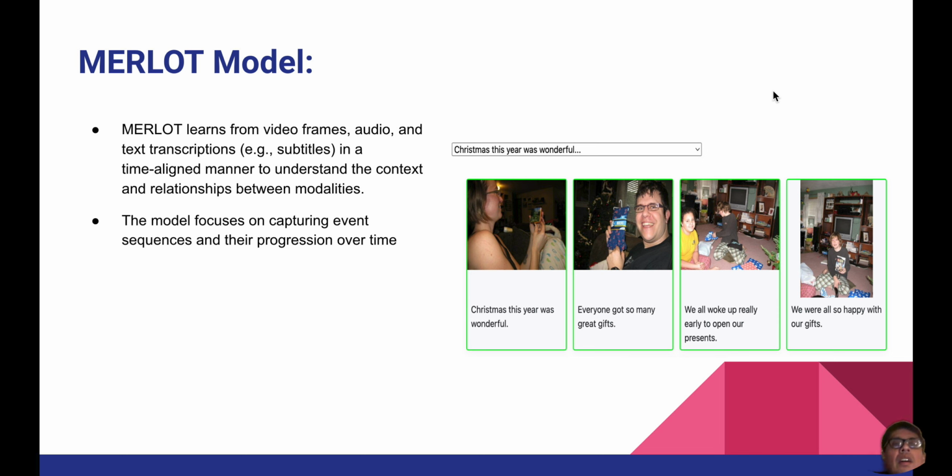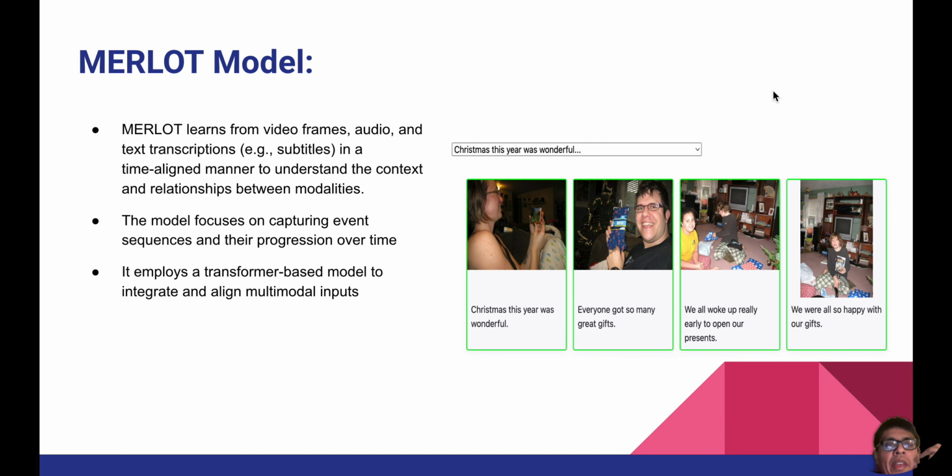Firstly, the Merlot model captures event sequences and the progression of those event sequences over time. So basically, for what's happening in this video, it can give an understanding of the context, and it can actually infer potentially what's going to happen next. So this model not only determines what's happening, but is also a prediction model for what could be happening in the future, which is a very important and interesting example. It employs a transformer-based model to integrate and align multimodal inputs.